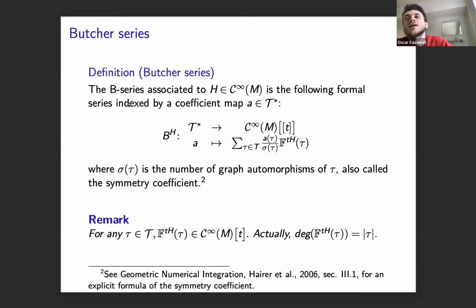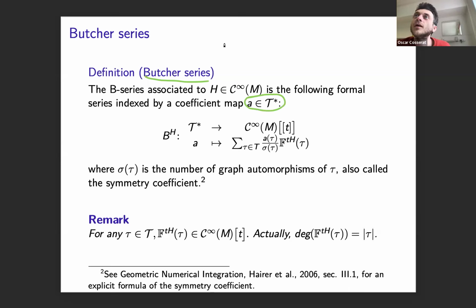So the Taylor series of the solution of the Hamilton-Jacobi equation will actually be a Butcher series. Let me explain what the Butcher series is. The B series associated to the Hamiltonian H is the following formal series indexed by a coefficient map A in T star. So what is T star?